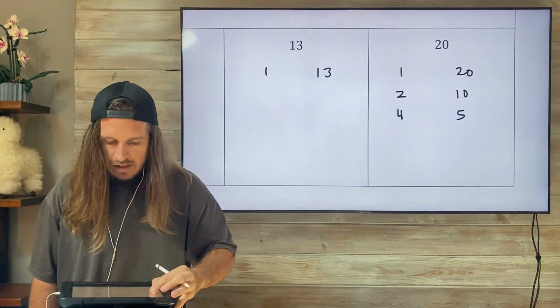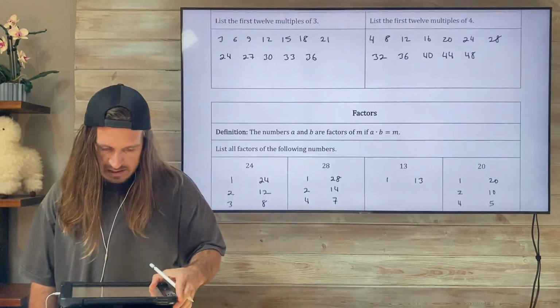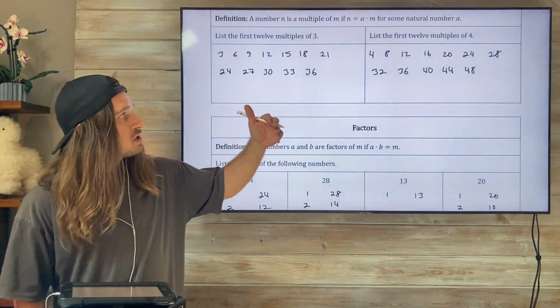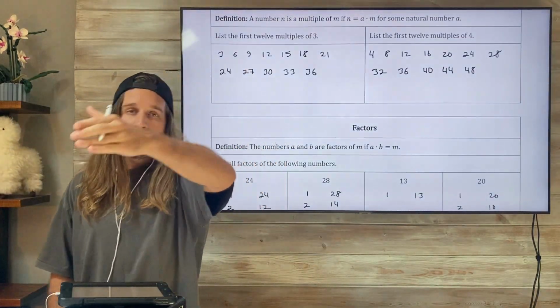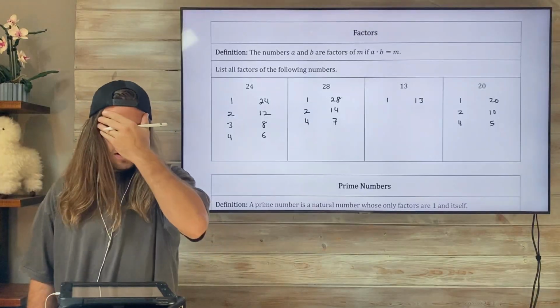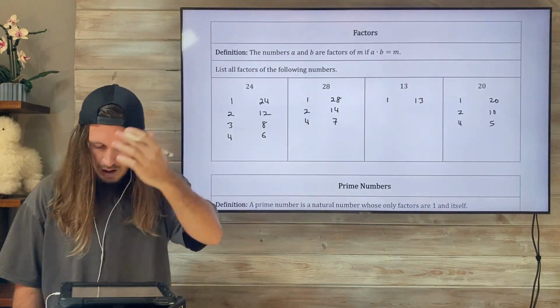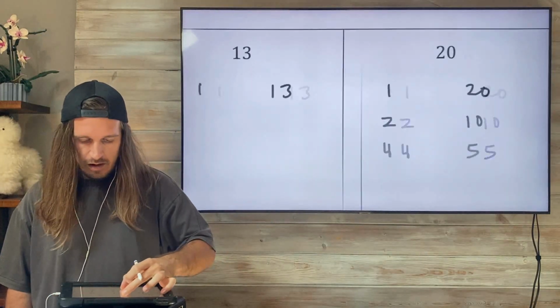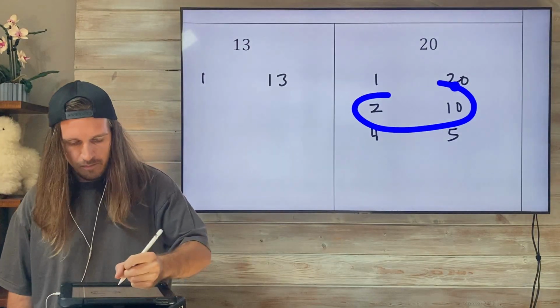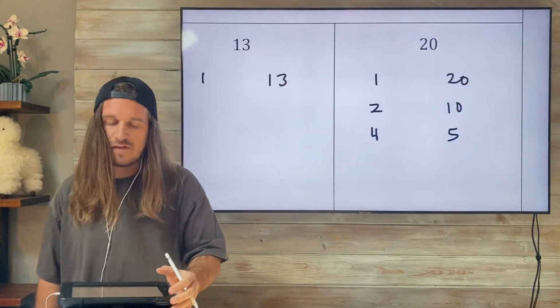Good. So don't get factors and multiples mixed up, right? Multiples are starting with the number and going bigger. Factors are going to involve the number, but smaller, right? 2 and 10 are both less than 20, right? So those are factors of 20.